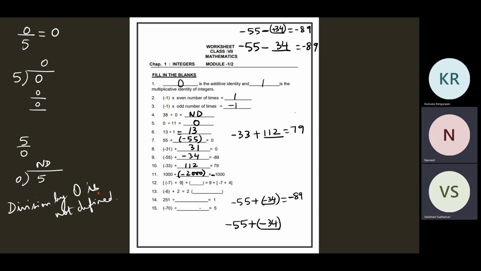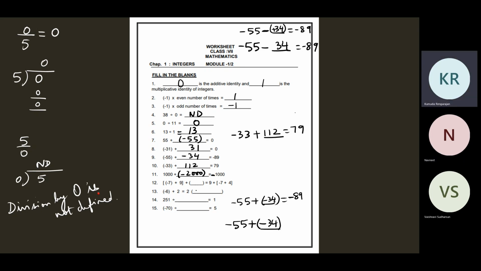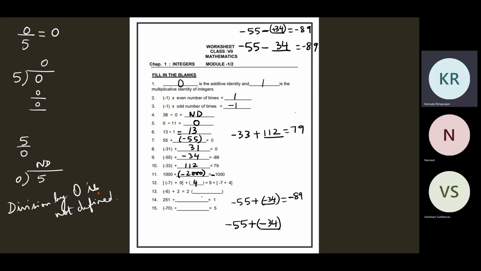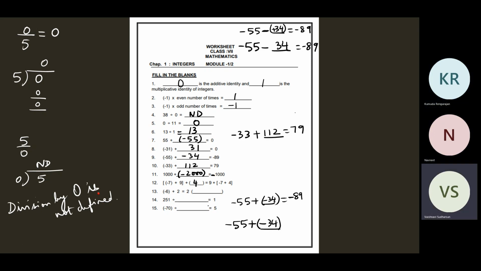Next, Anirudh. Minus 7 plus 9 plus dash is equal to 9 plus minus 7 plus 4. Ma'am, I think the answer is 4 only. Correct, 4. Because there are 3 numbers. What are the 3 numbers, Anirudh? Minus 7 plus 9 plus 4.